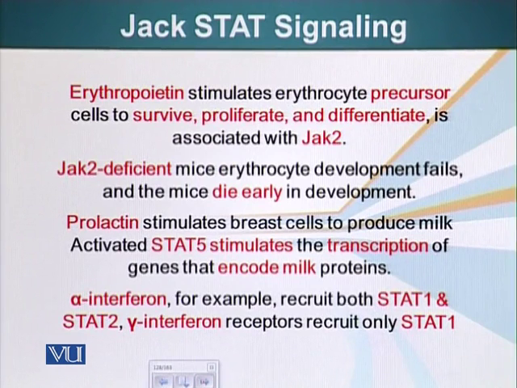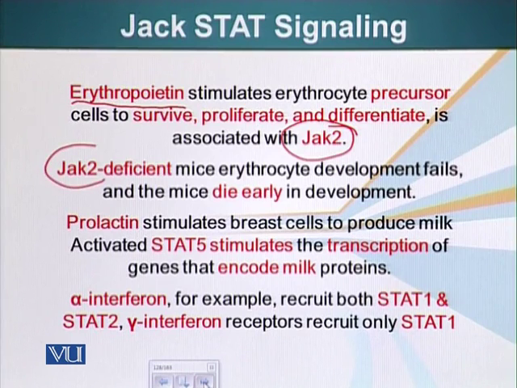I'll talk about some of the JAK-STAT signaling proteins. These are, for example, erythropoietin. It stimulates erythrocyte precursor cells to survive, proliferate, and differentiate. And it is associated with JAK2. Erythropoietin basically stimulates the cells that are going to make red blood cells. It's also given clinically to people who have difficulty in making red blood cells. JAK2 deficient mice have developmental abnormalities and they die very early in development. So JAK2 is very important because mammals cannot survive without red blood cells.